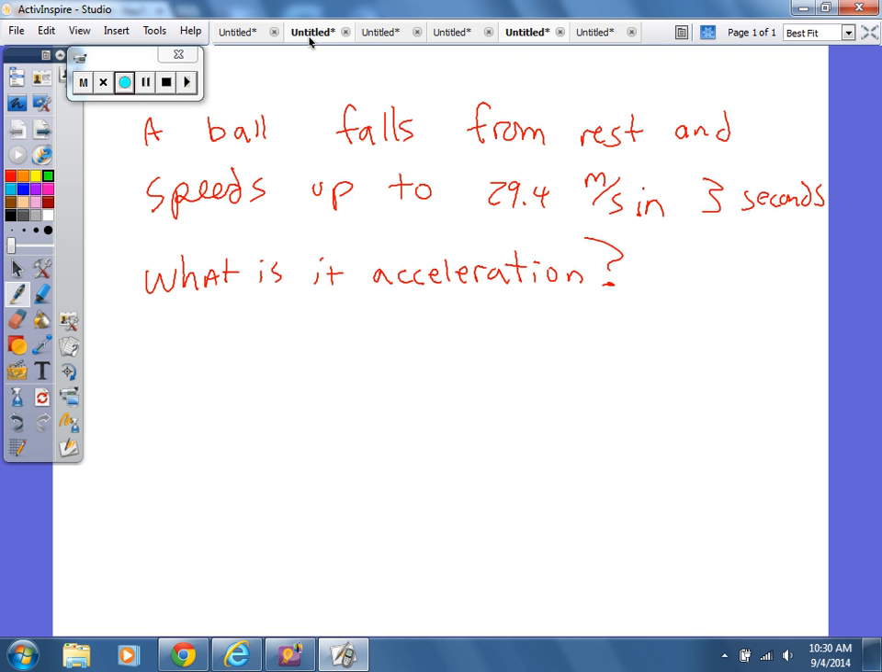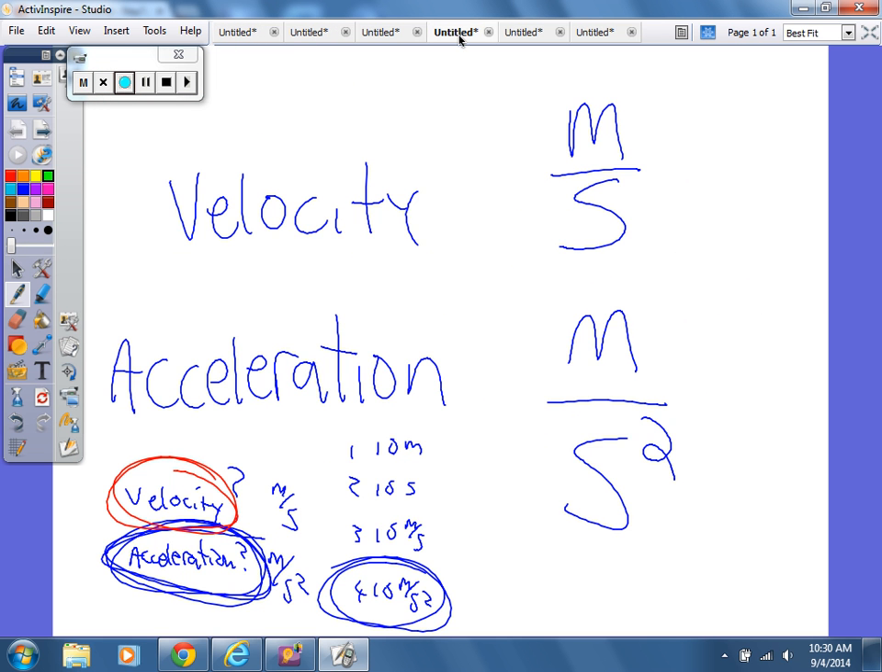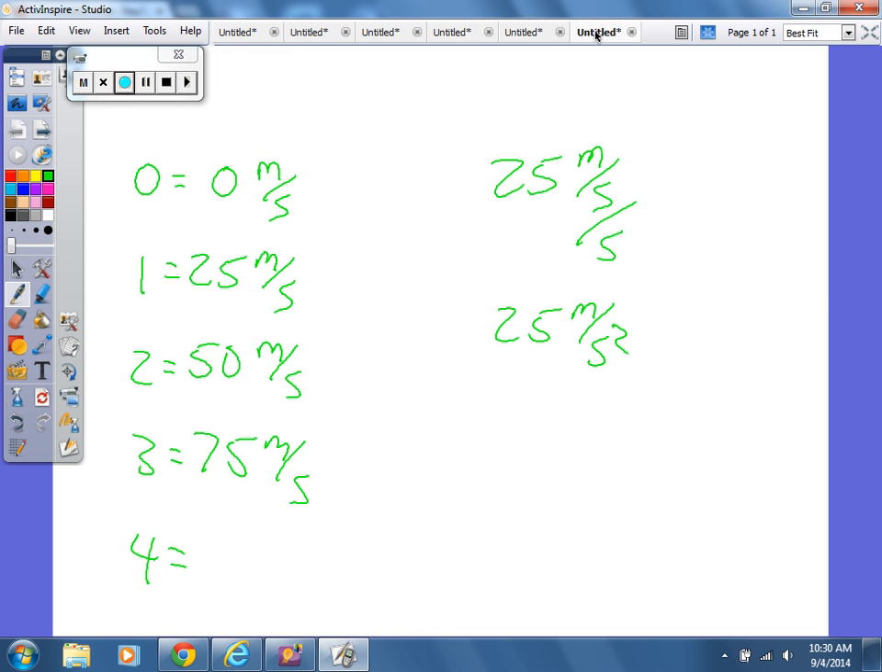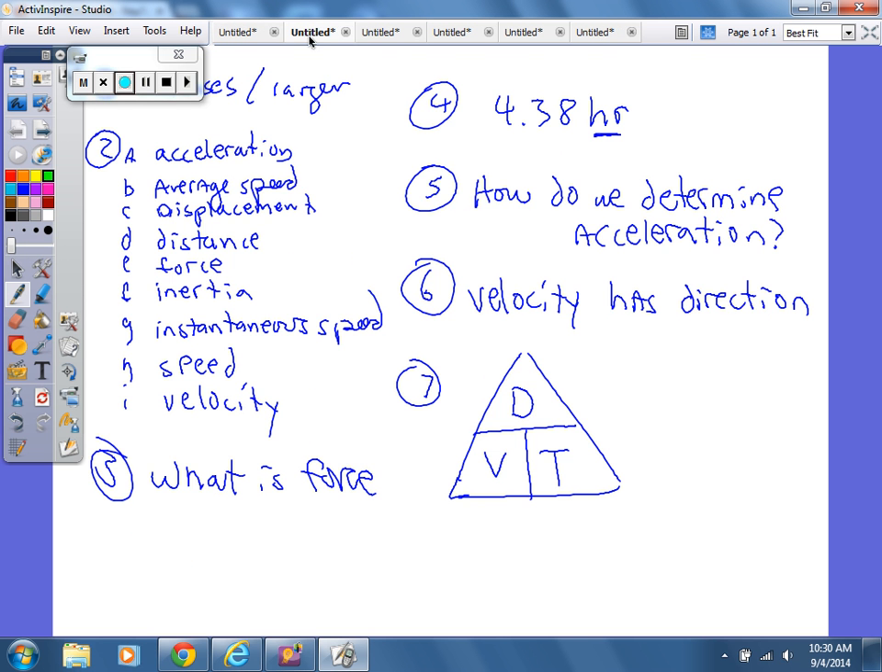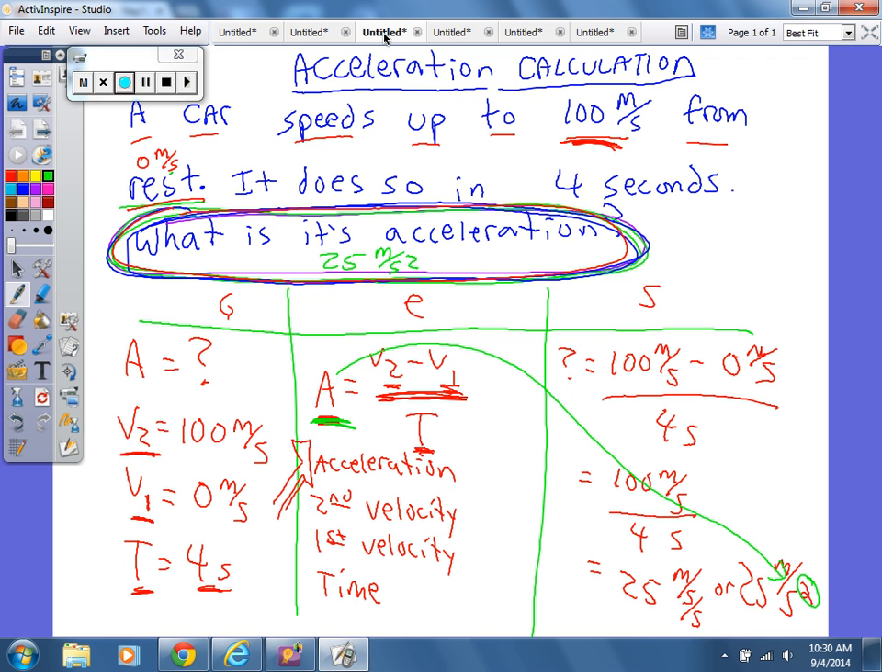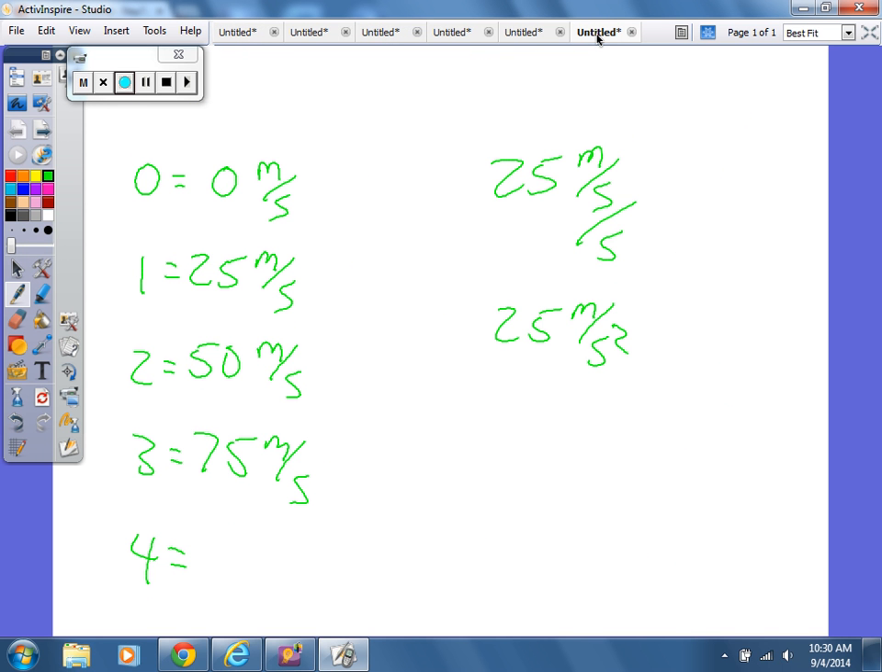The problem was, I'm trying to find it. Where's my problem? There it is. The problem says it does so in 4 seconds. Amen? So, 4 seconds right here. After 4 seconds, it was doing 100 meters per second. And so that's what the problem tells us it did.